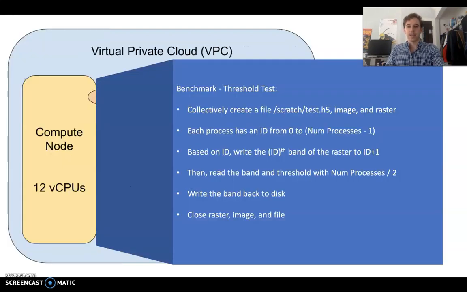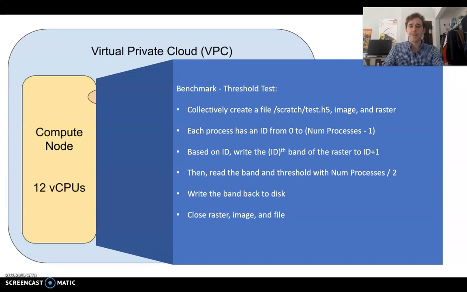I wrote a benchmark test where I would collectively create a file, and each process has a unique ID when I run it. Based on that ID, I could split up the image. For one process, I would just have it handle the entire image. For 2 processes, I would make one handle the top half and one handle the bottom. For 3, I could do 1, 2, 3, etc. The idea was that I could then scale this up and see how the performance improves with this benchmark test.